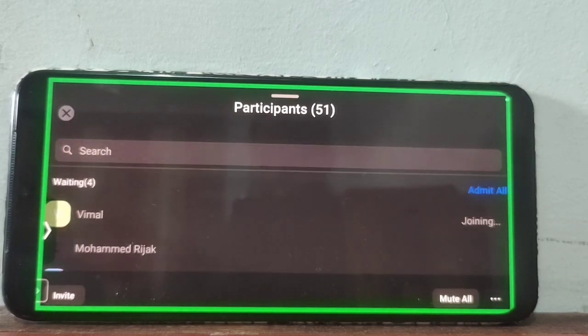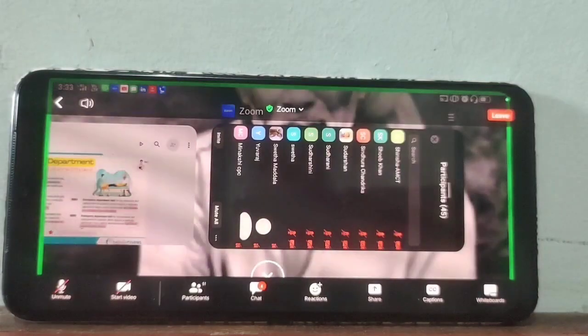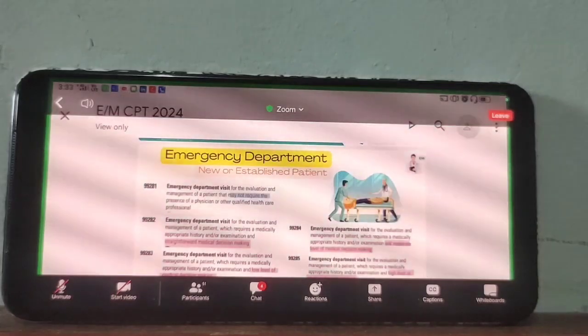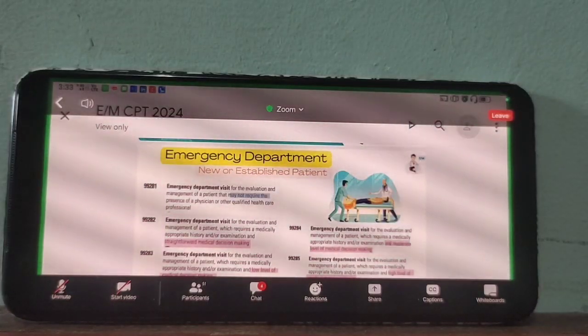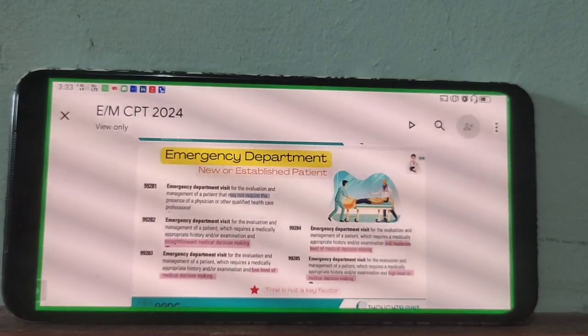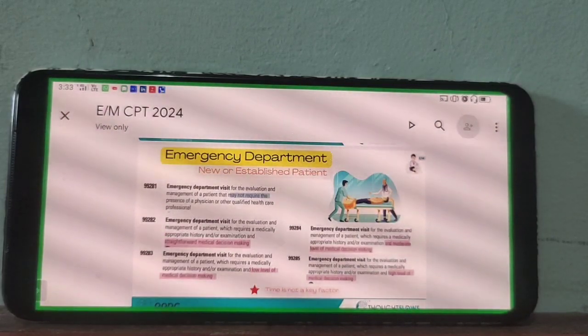Just the staff nurse will complete the procedure without the presence of a physician. So physician presence is not required. Usually, when the service has been completed by a nurse, go for 99281. So 99281 is a code for nurse.